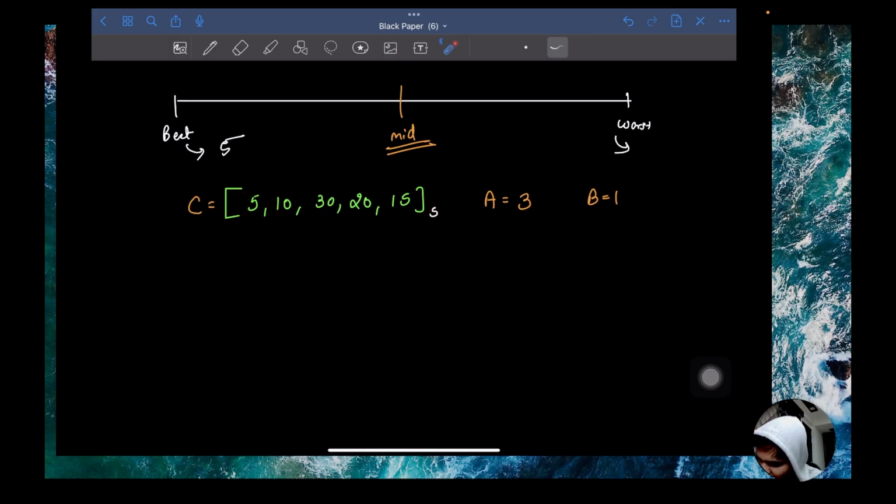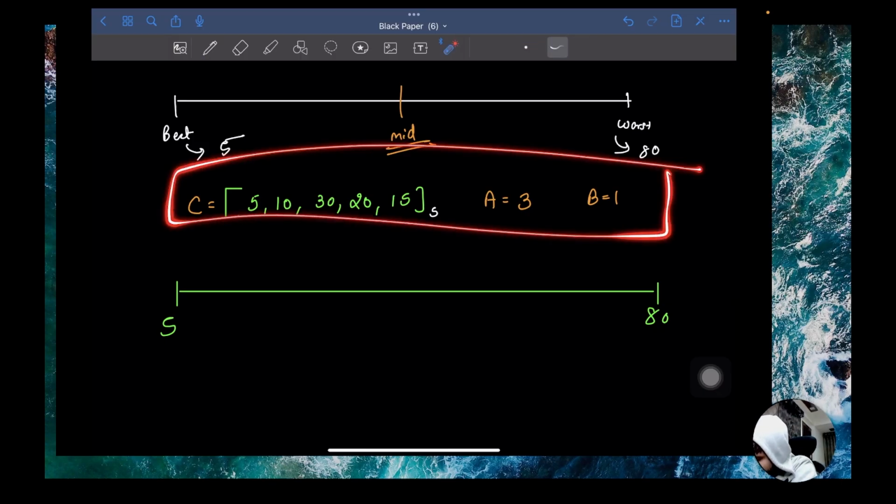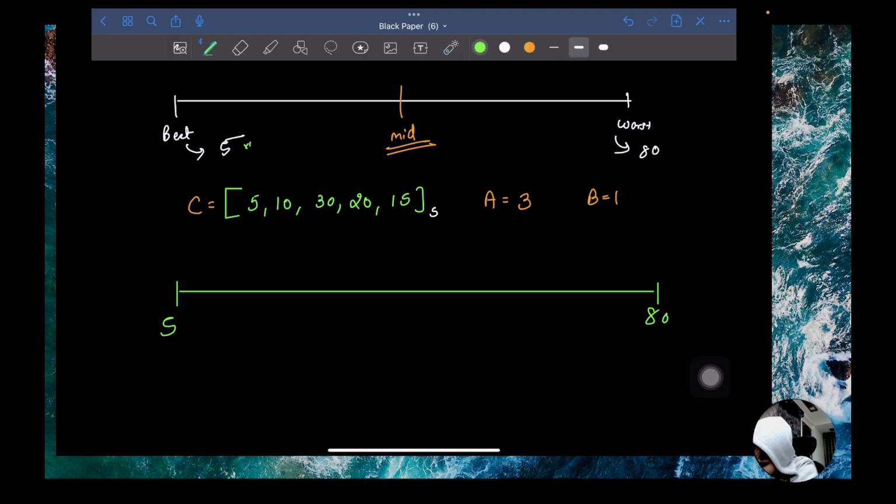Worst case value will be what? Sum of all of them. So 30 plus 20, 50, 60, 75, 80. Right? 80 into B. So this will be the maximum unit of time that you can take. Okay. So whatever your answer is, it is going to lie from 5 to 80. You cannot do anything in less than 5 units of time, and you never need anything more than 80 units of time in this particular test case. Can I say that? Okay, because this is 5 into 1, this is 80 into 1.